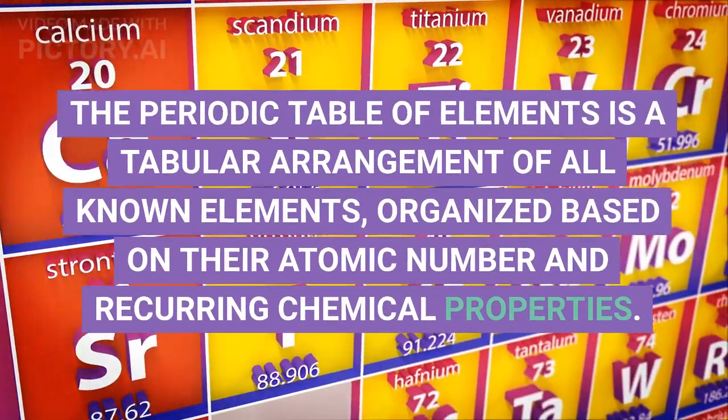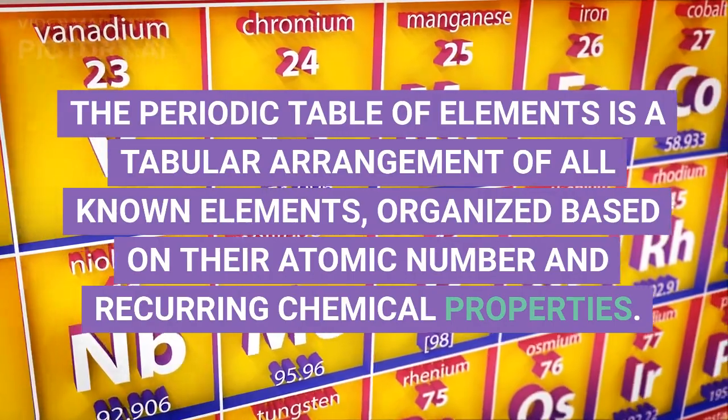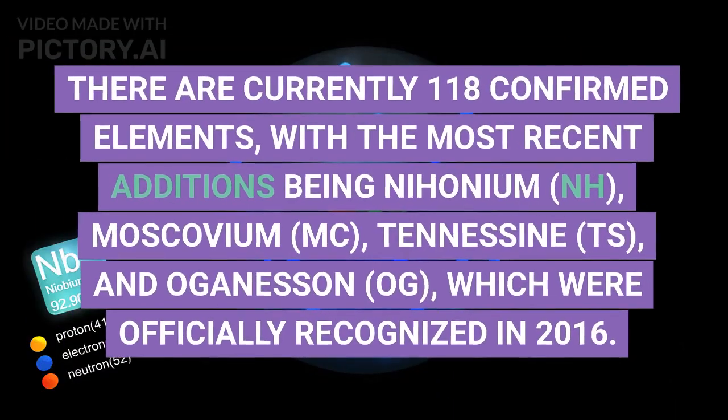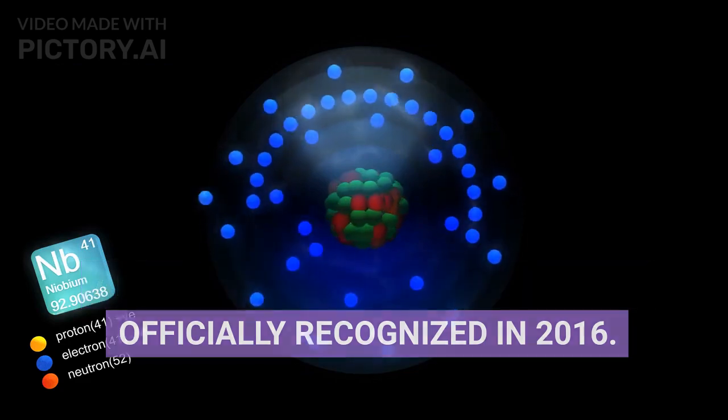The periodic table of elements is a tabular arrangement of all known elements, organized based on their atomic number and recurring chemical properties. There are currently 118 confirmed elements, with the most recent additions being nihonium, Nh, moscovium, Mc, tennessine, Ts, and oganesson, Og, which were officially recognized in 2016.